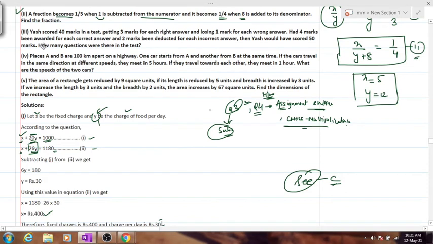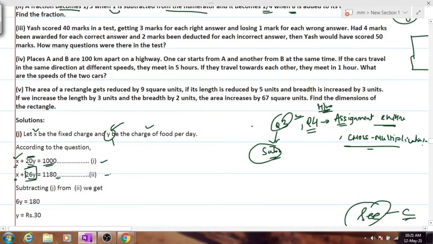Can everybody see the question properly? Yash scores 40 in a test, getting 3 marks for each right answer and losing 1 mark for each wrong answer. This is a very good question. Had 4 marks been awarded for each correct answer and 2 marks deducted for incorrect answer, Yash would have scored 50. So, not required so much of information at once. We'll take it till the full stop. So Yash scores 40. We'll take the right number of questions as x and the wrong number of questions as y. So the first equation will become 3x minus y is equal to 40.